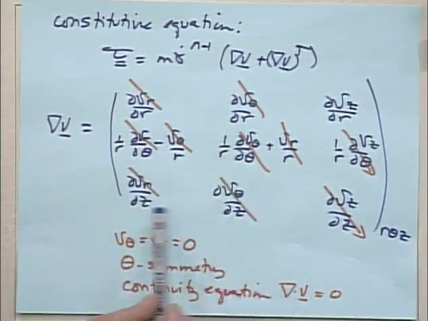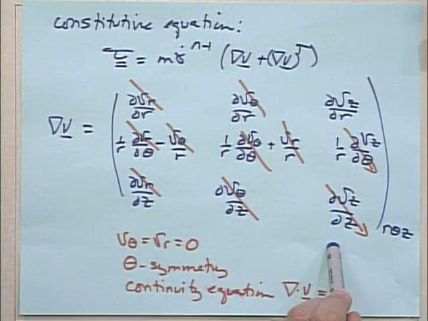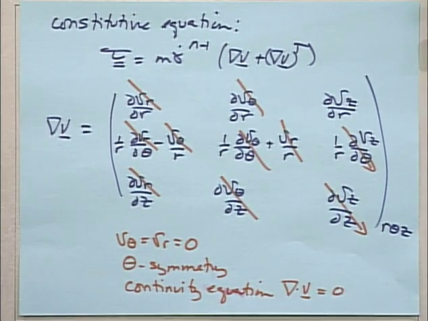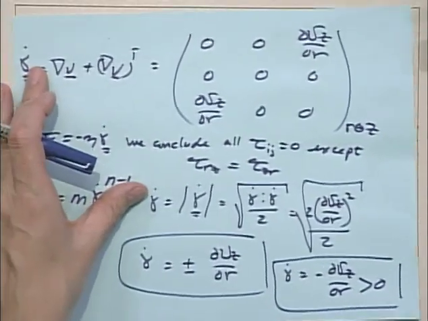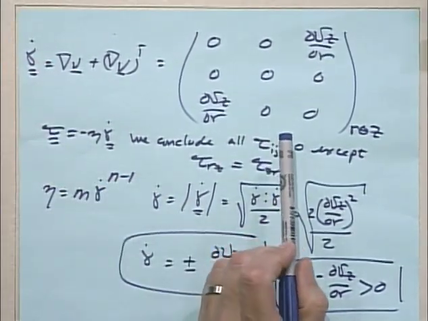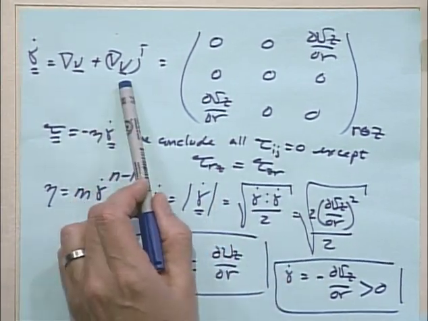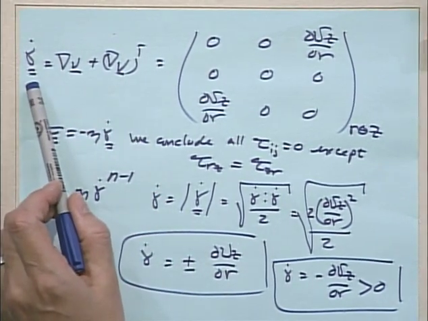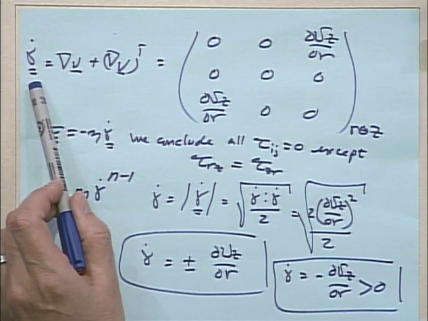So we cancel all the terms that are Vr and v theta and dvz dz. And we end up with a single non-zero term. So that single non-zero term, when we then say del V plus del V transpose, gives us this symmetric gamma dot tensor. Gamma dot will always be symmetric because a tensor added to its transpose will always give you a symmetric tensor at the end of the day. And our constitutive equations are always, right now, proportional to gamma dot. And so they'll always give symmetric stress tensors.